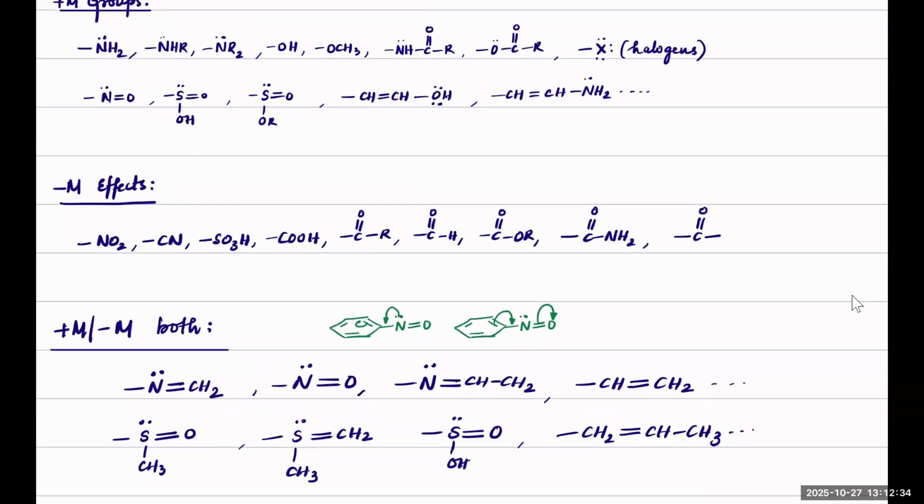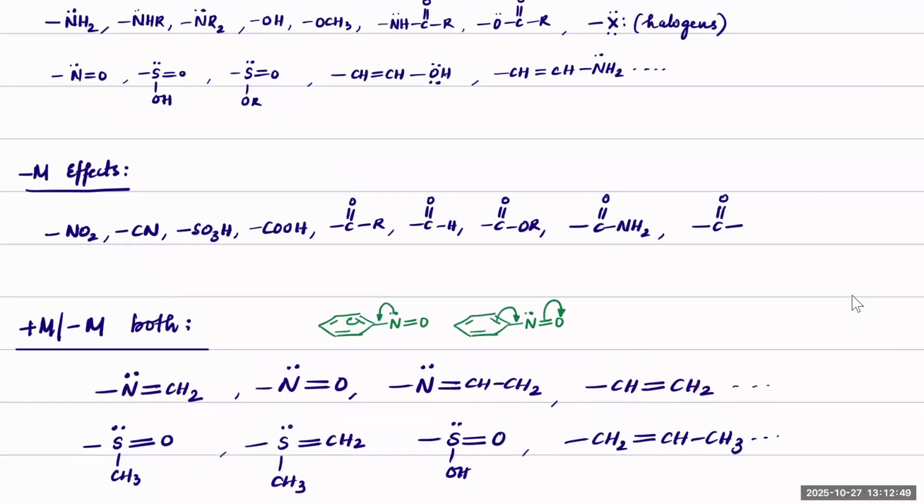What is the important point here? Either the connected group to benzene must have a lone pair, or it should be simply a double bond or a triple bond like this. If it is only a double bond also, it will give you both plus M and minus M effect.